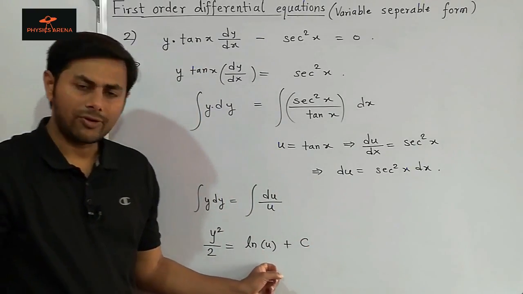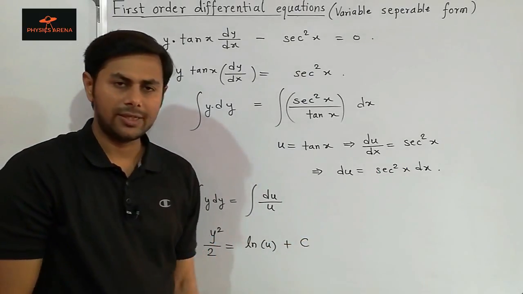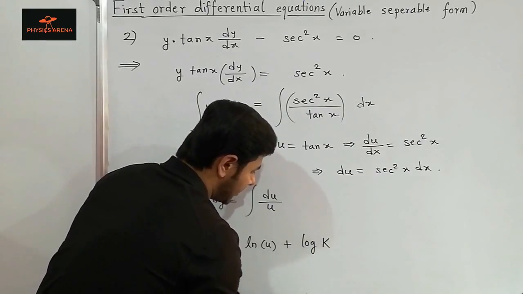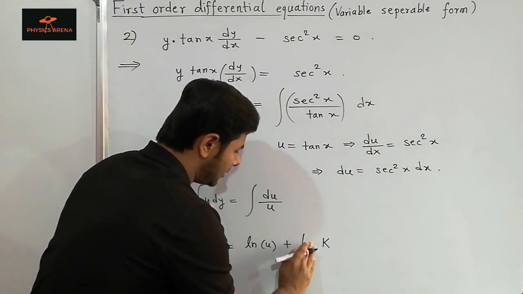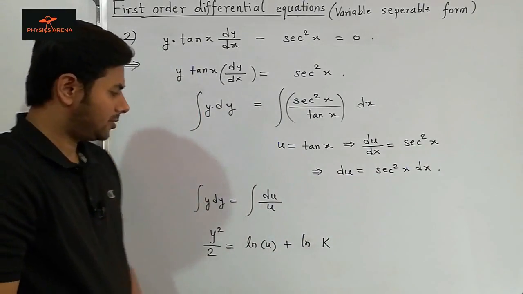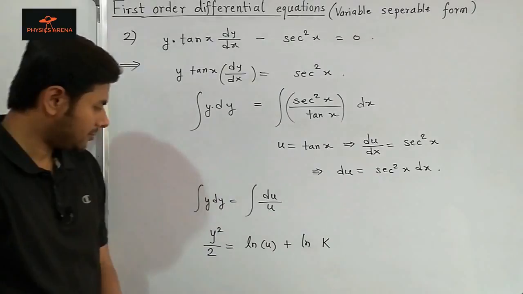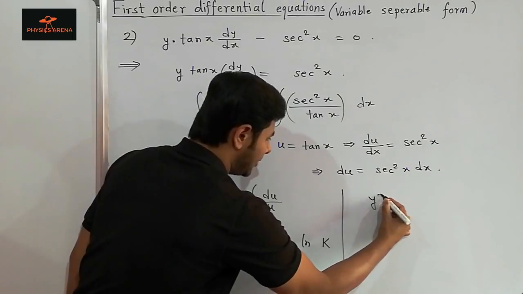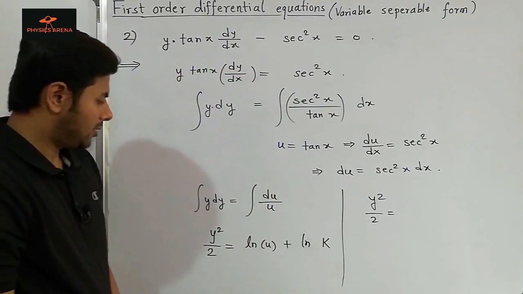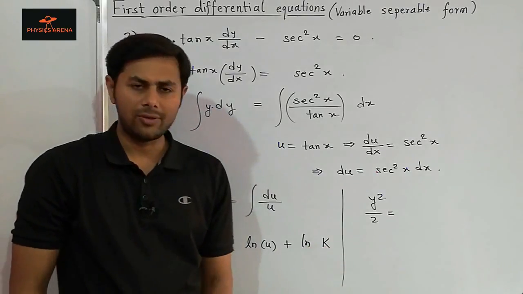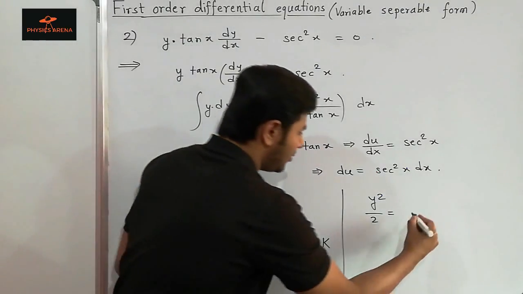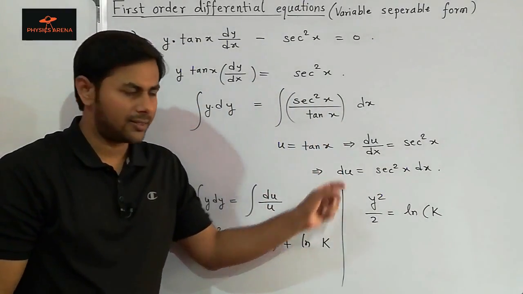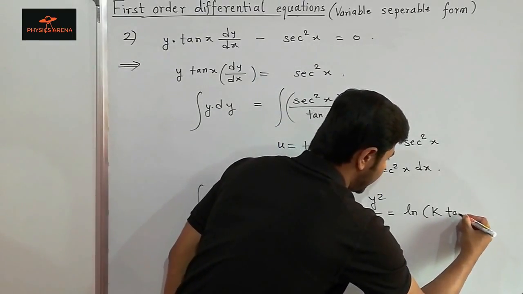Because log is involved here, we'll write this constant c as log of some other thing. So let's write this as log of k, and it is natural logarithm, so it is ln of k. Okay, so then we have y square over 2 equals to, now we know that log of a plus log of b is log of a times b. So we have ln of k times u, and we know that u is equal to tan x. So it is ln of k tan x.